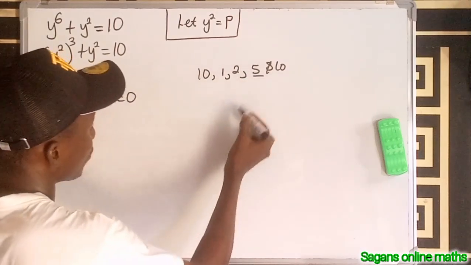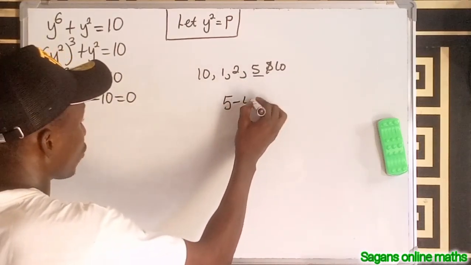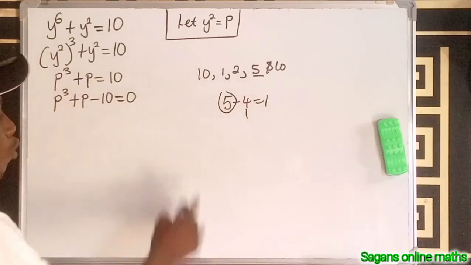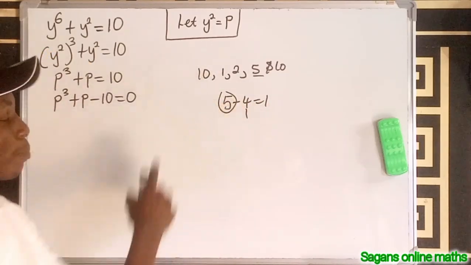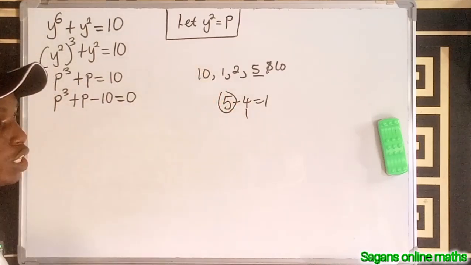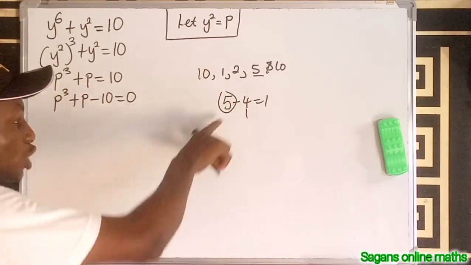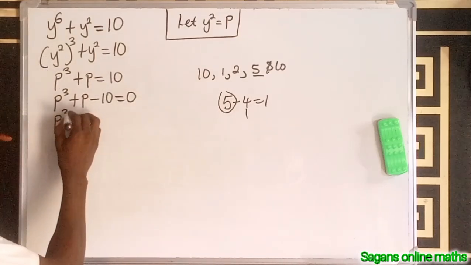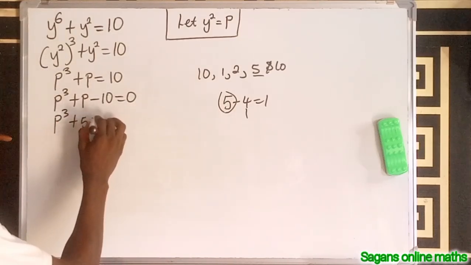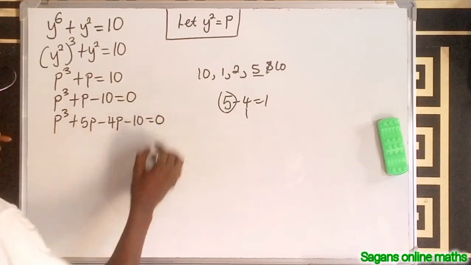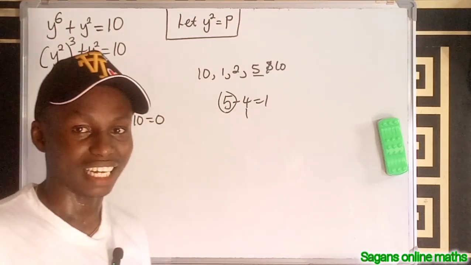Don't waste your time. You can see 5 here. 5 minus 4 will give us 1, and 4 is a perfect square. 1 must be a factor of 10 and 1 must be a perfect square, but it should not be that. The perfect square is separate from the factors of 10, but this other one is a factor of 10. So from here, we have P to the power of 3 plus 5P minus 4P minus 10 equals 0.